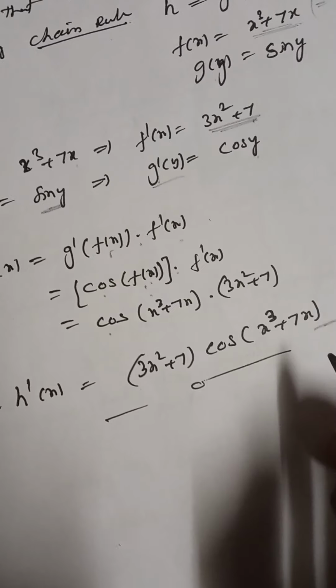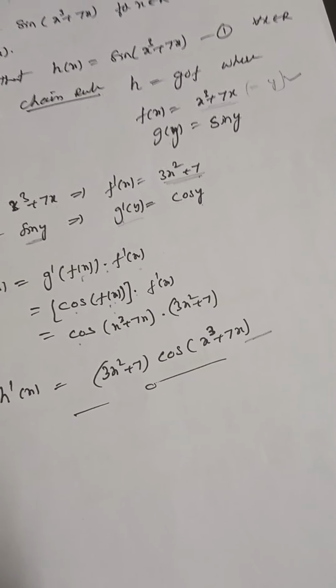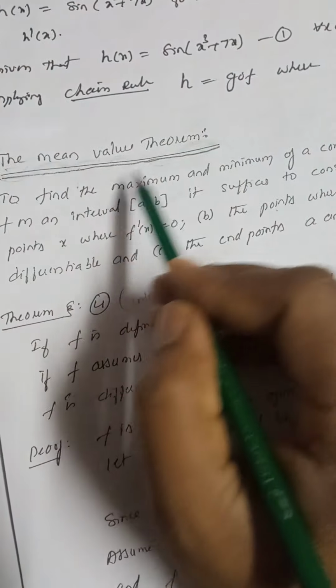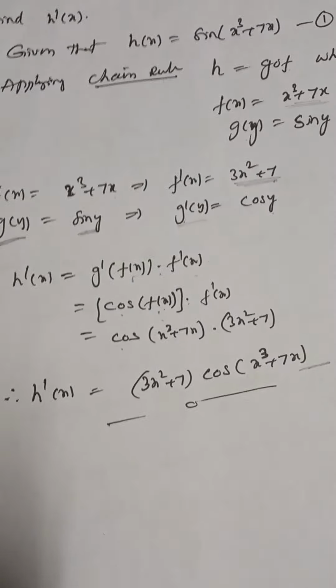By the chain rule we are finding the differentiation of a composite function. In the next chapter we are going to discuss the mean value theorems. These are very important theorems, mean value theorems, right?